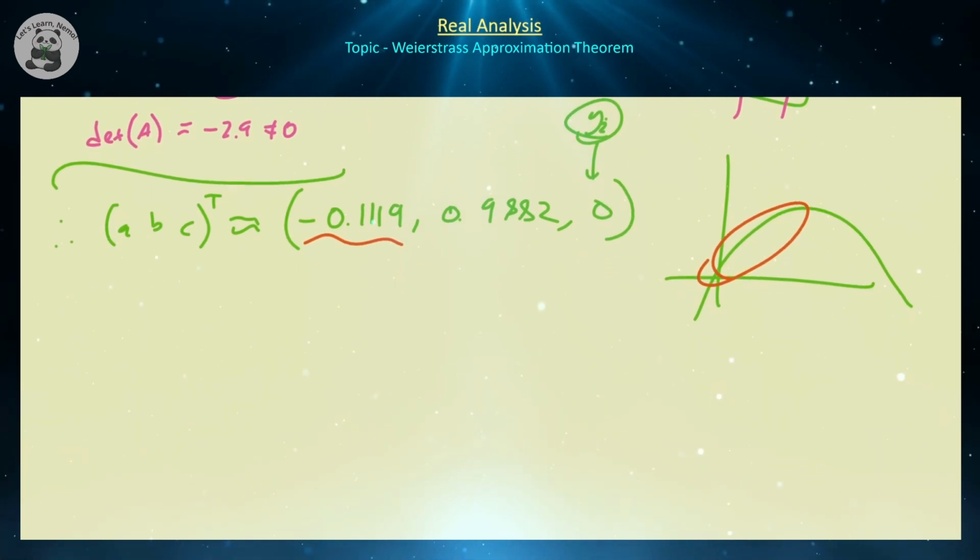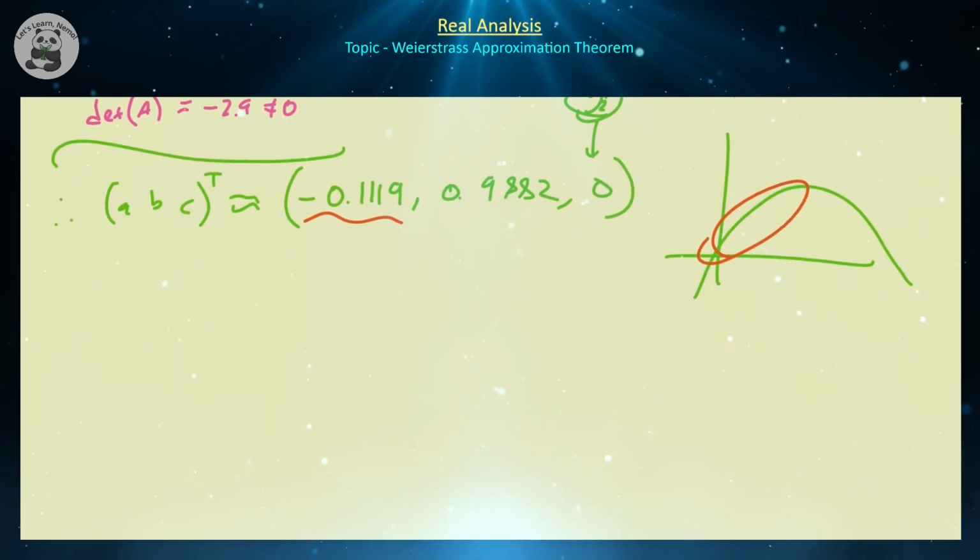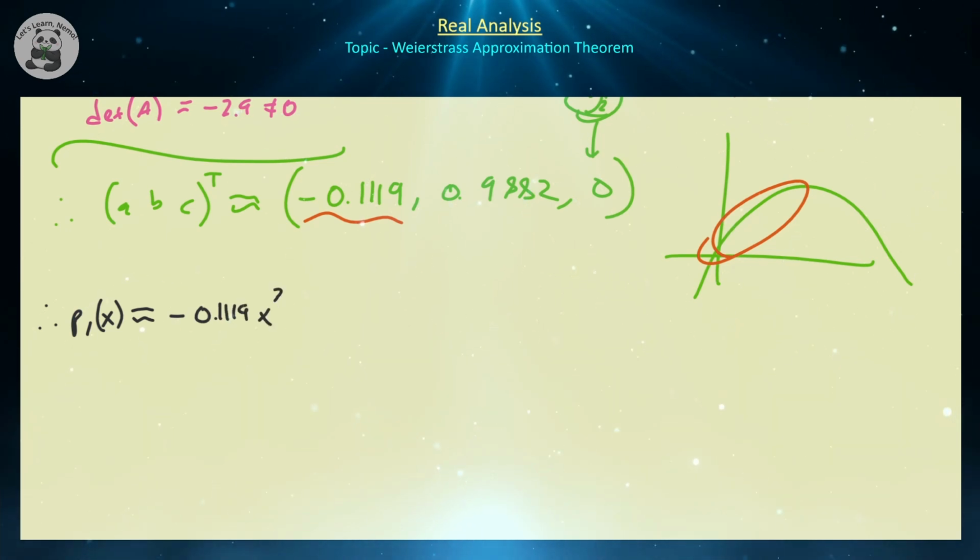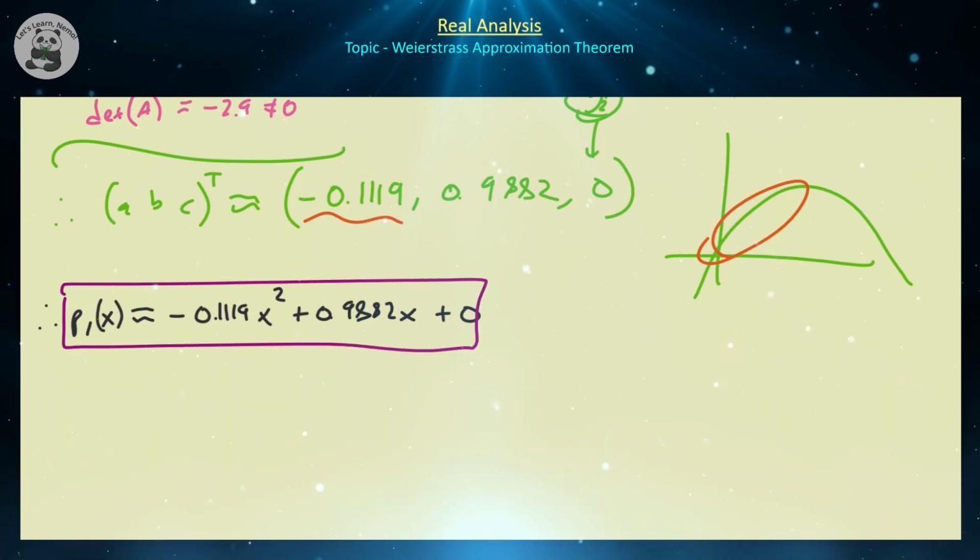So what is our parabolic approximation for sine of x on 0 to pi over 2? That means that p1 of x will be approximately equal to negative 0.1119 x squared plus 0.9882x plus 0, and that's our approximation. And what is this approximation for?